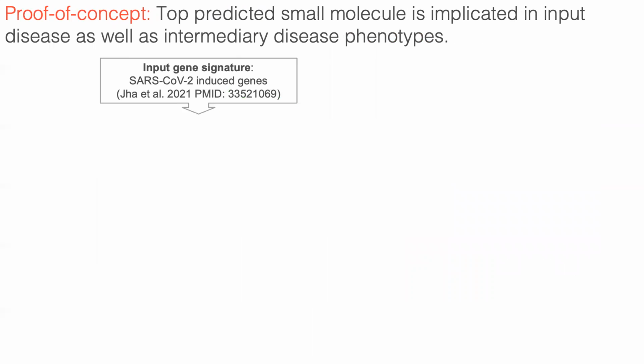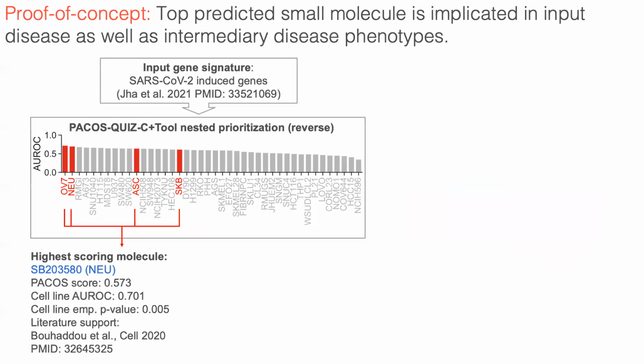As a proof of concept, we use as input the set of differentially expressed genes in SARS-CoV-2. Running the PACOS tool nested prioritization in reverse mode, we discover 4 cell lines that have significant areas under the ROC curve values. Among those, the compound with the highest PACOS score is SB203580, which is a potent and selective p38 MAP kinase inhibitor. As evidence of direct relevance to COVID-19, its antiviral activity has recently been reported.